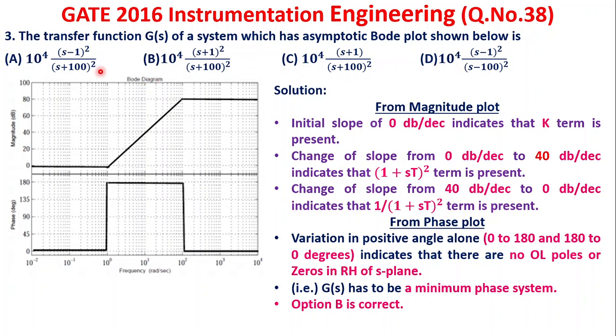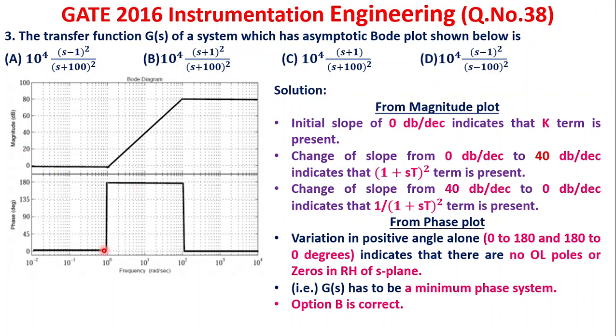If you see the remaining three, in option A you have s minus 1, and option D also you have s minus 1. That is, you have a real part in the negative. What I can say is that a zero is present. Open loop zero is present in the right half of the S plane. Here the open loop zero as well as the open loop pole are present in the right half of the S plane. That means the system is not a minimum phase transfer function. It is a non-minimum phase system.